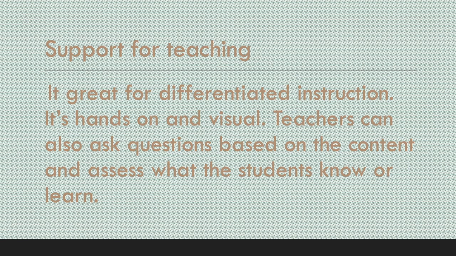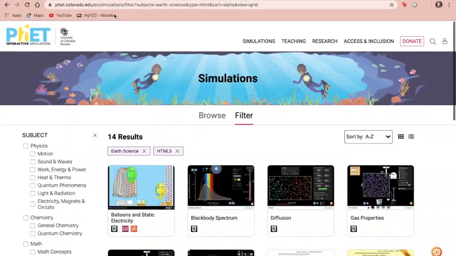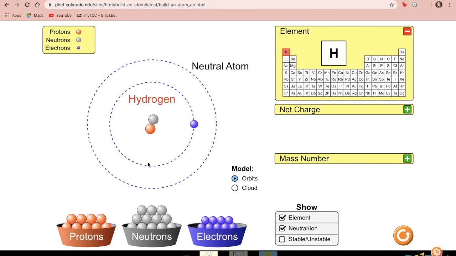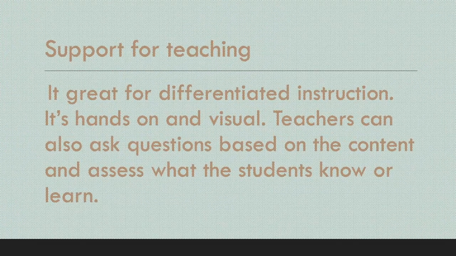Support for teaching. It's great for differentiated instruction. It's hands-on and visual, so it's great for those kinesthetic and visual learners. Teachers can also ask questions based on the content. So again, going back to the atom, you could just play around with it. You could say add 2 protons, add some electrons, add neutrons, and then hopefully they start seeing a pattern, and then you could really assess what the students know or learn, because a lot of these simulations do have patterns to them.